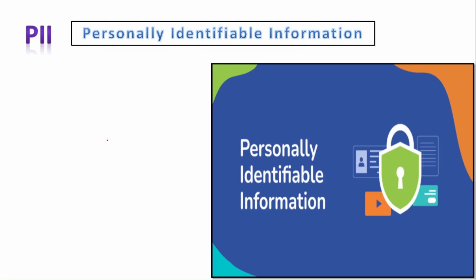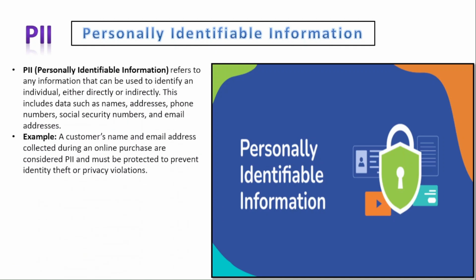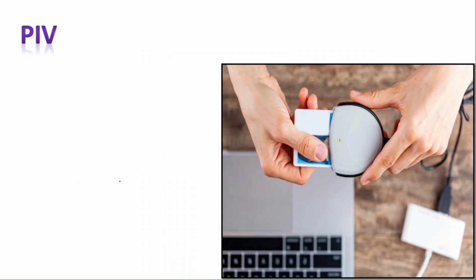PII, that is personally identifiable information. So PII, or personally identifiable information, refers to any information that can be used to identify an individual either directly or indirectly. This includes data such as names, addresses, phone numbers, social security numbers, and email addresses. Example: a customer's name and email address collected during an online purchase are considered PII and must be protected to prevent identity theft or privacy violations.